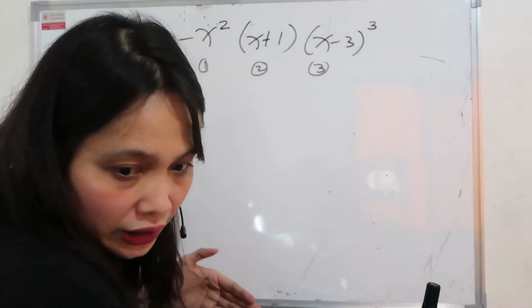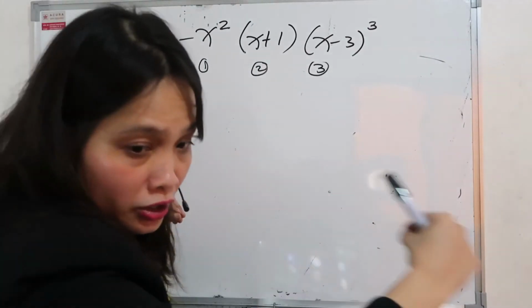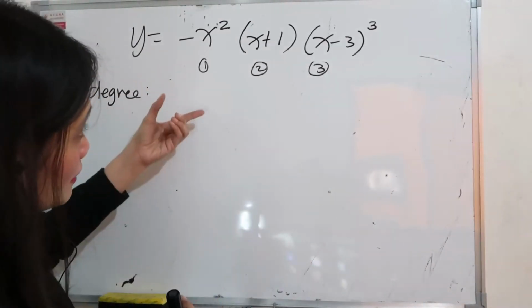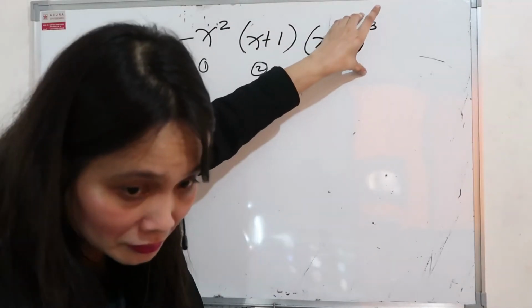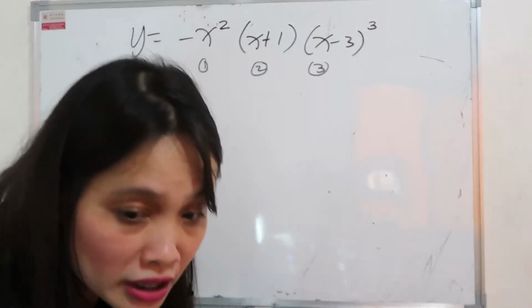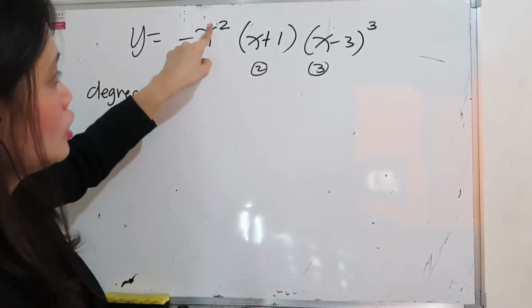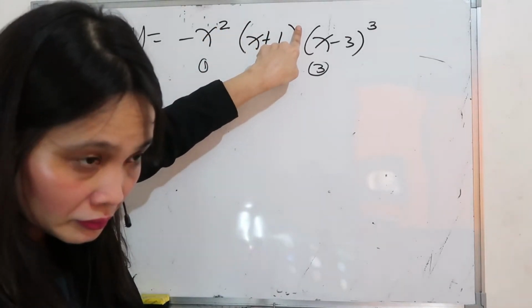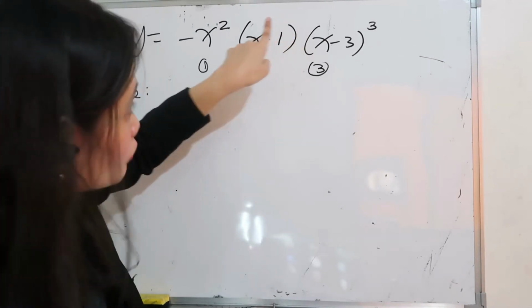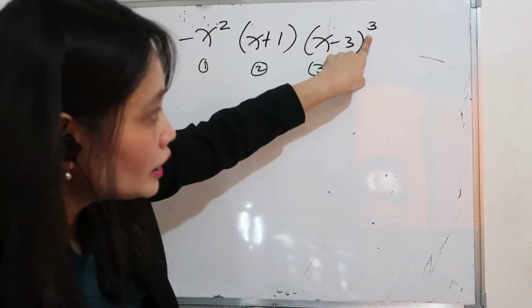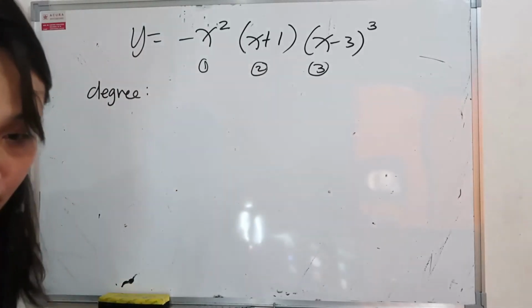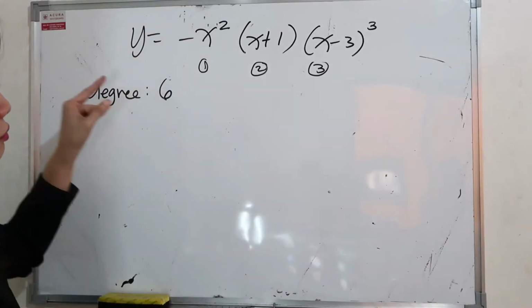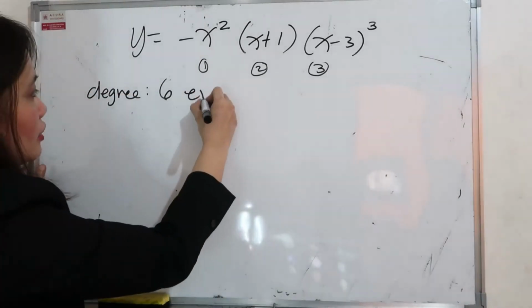Since they are factors, unlike our first example, which was a polynomial function that you needed to factor, this time they are already factored out. So how do we determine the degree of a polynomial function? Just add. 2 plus 1 plus 3. What's the answer? Okay, 6. So the degree is 6, so that is even.